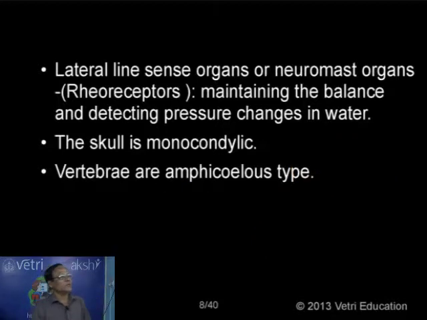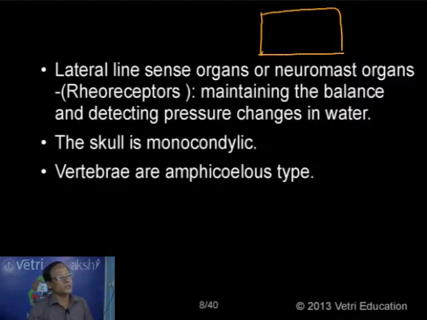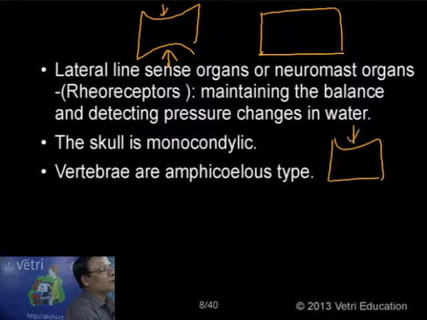Now I am taking a simple diagram of a centrum, with an anterior side and a posterior side. If both the sides do not have any cavity, this is called acoelous type. For example, in human beings we don't have any cavities, either anterior or posterior. Suppose there is concavity on both the sides of the centrum of the vertebra, then it's called amphicoelous type. Or we can have procoelous, where you have a cavity only at the anterior end.